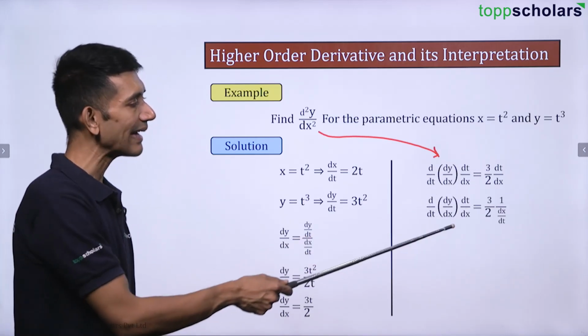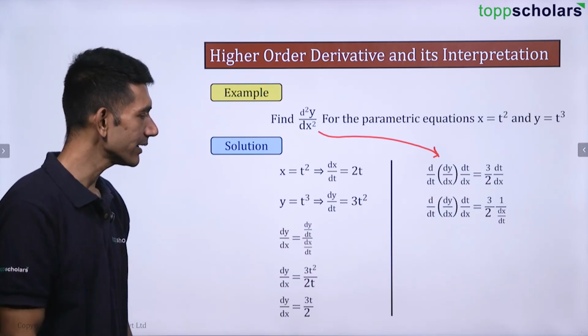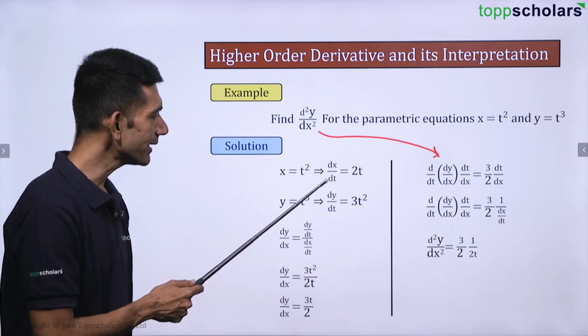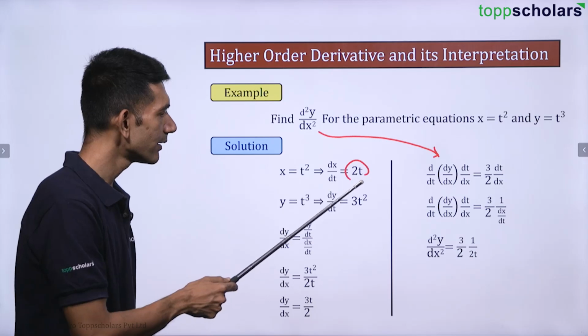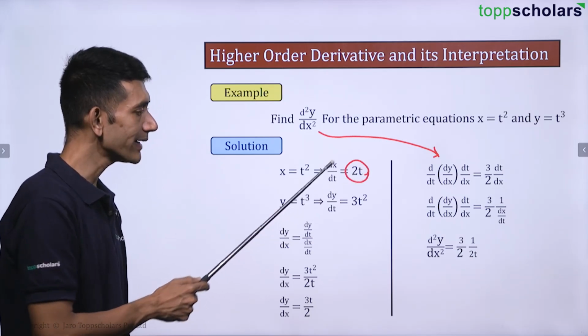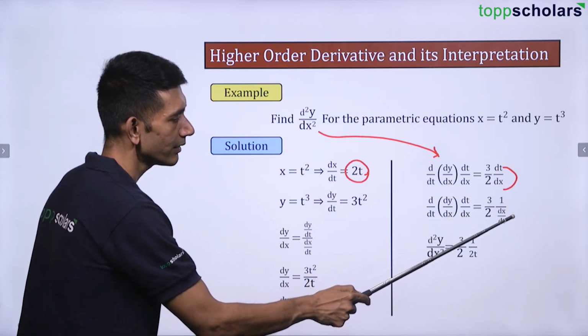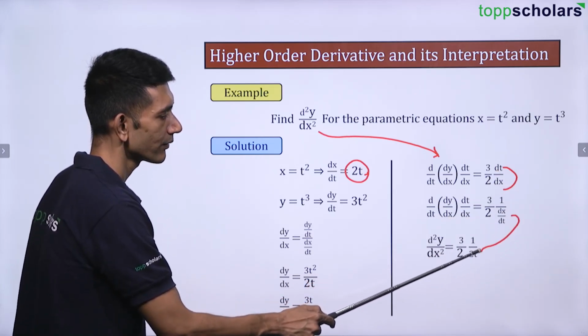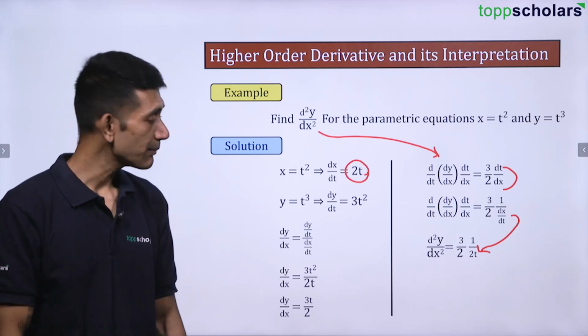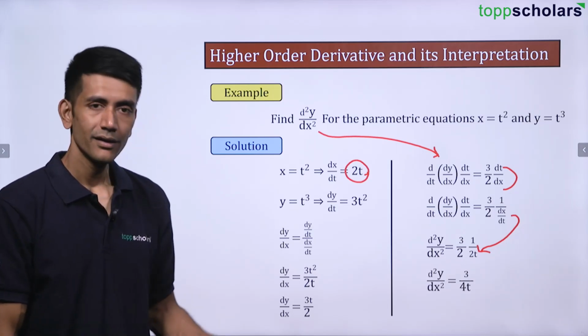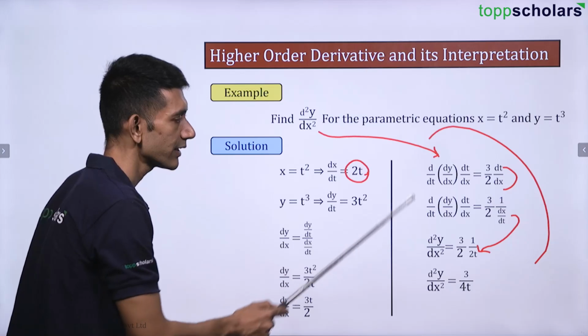So can I say this is as good as 3 by 2, 1 by dx by dt? But what is dx by dt? Now understand. See here, dx by dt is 2t. And this goes down, 1 by dx by dt. So this becomes 1 by 2t. And that becomes 3 by 4t, isn't it? I hope this part is clear. This is very important.